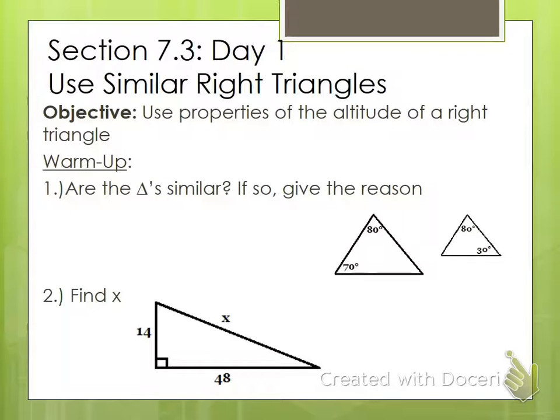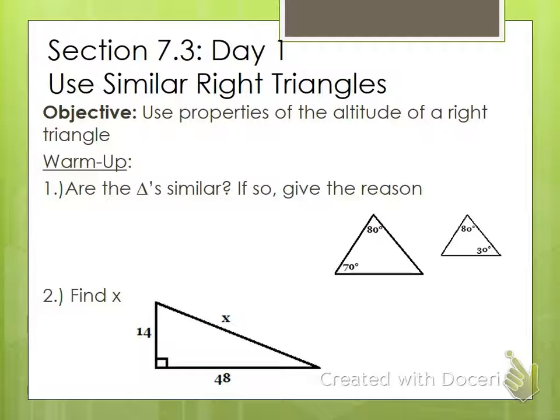All right, today we are starting section 7.3. We are going back to our similar triangles, but this time we will talk about similar right triangles only. And we will go back to using the idea of an altitude, which you might recall is also the same as the height of a triangle. It goes from a vertex and makes a right angle with the other side.